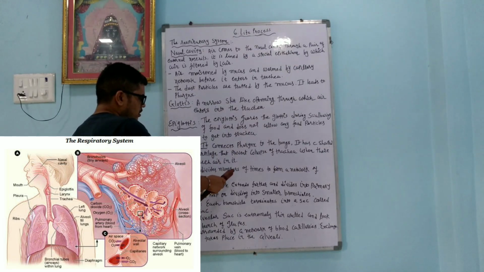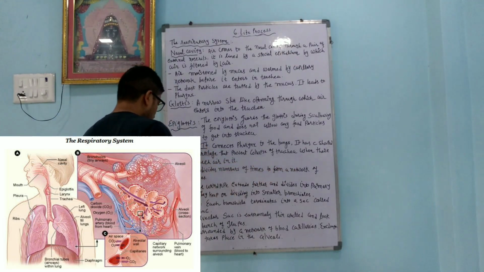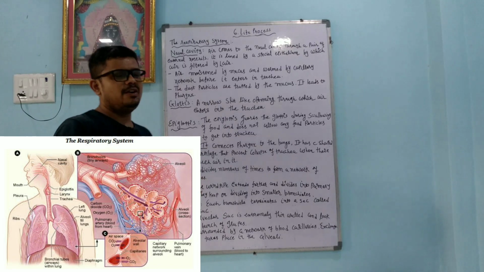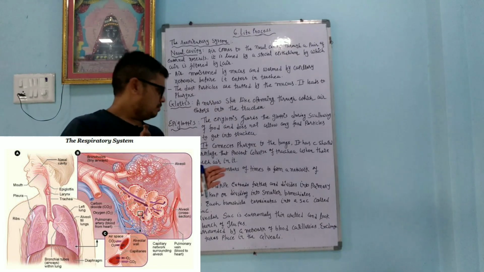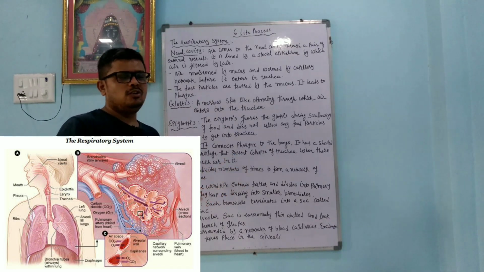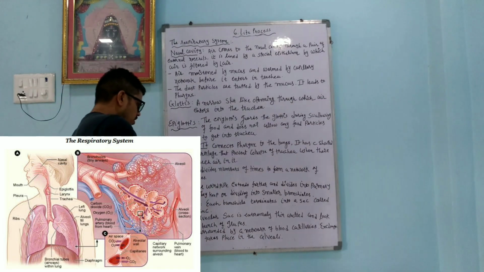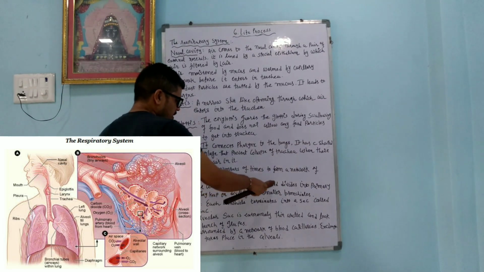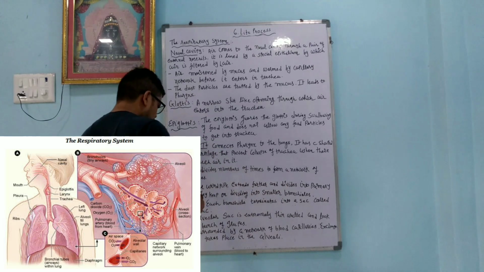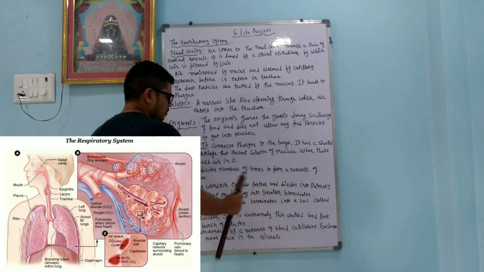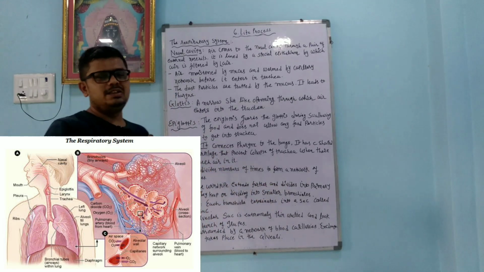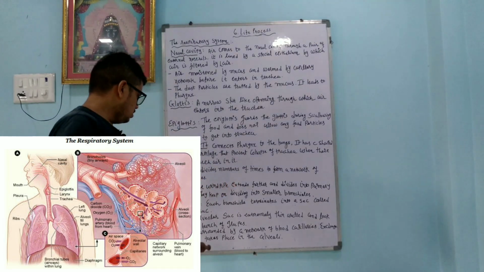The trachea divides a number of times to form a network of bronchioles. Bronchi: the windpipe extends further and divides into primary bronchi. They keep on dividing into smaller bronchioles. After that, the bronchi are divided into the bronchioles.